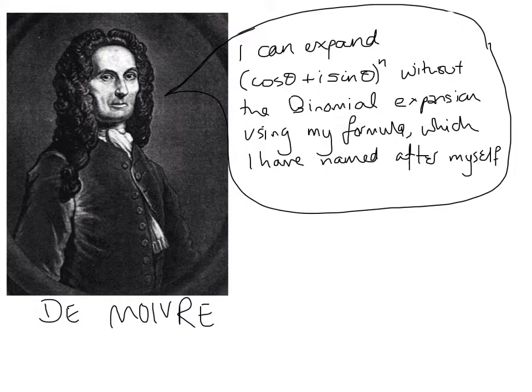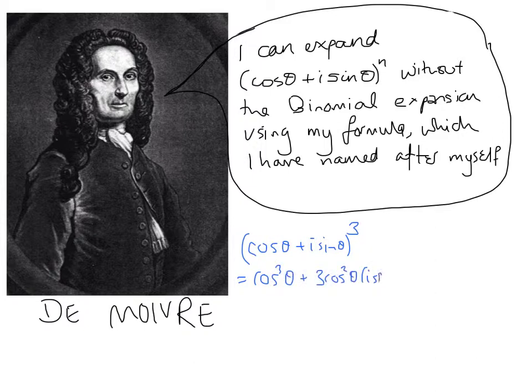involve the binomial expansion, which is good. So for example, say we had cos theta plus i sine theta cubed. Using the binomial expansion, that would be cos cubed theta plus 3 cos squared theta times i sine theta plus 3 cos theta times i squared sine theta, I'm just going to put the squared out there, plus i sine theta cubed, and then we'd have to tidy it all up, wouldn't we?